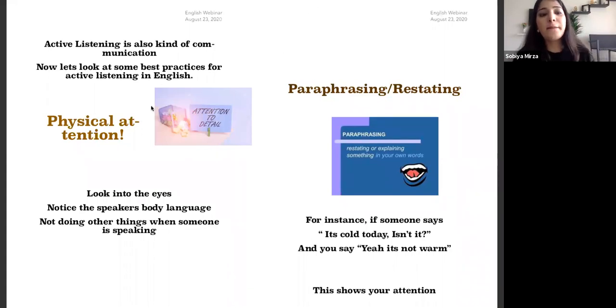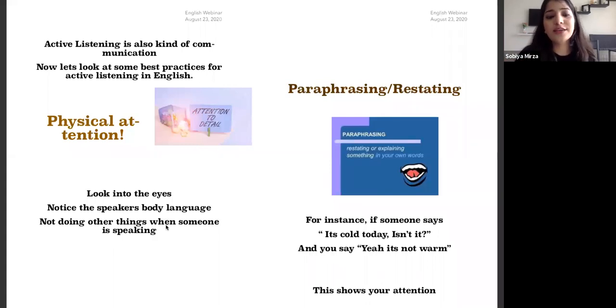Physical attention. The same thing I told you about body language can be one of it. Look into the eyes. If a person is speaking to you in English in front of you, look into the eyes. That shows you are confident and understanding. Notice the speaker's body language. For example, if I'm speaking but I'm in an uncomfortable situation, ask the speaker, are you okay? Do you want anything? Are you comfortable? That's how the speaker will know you are focusing on them, on their body language.